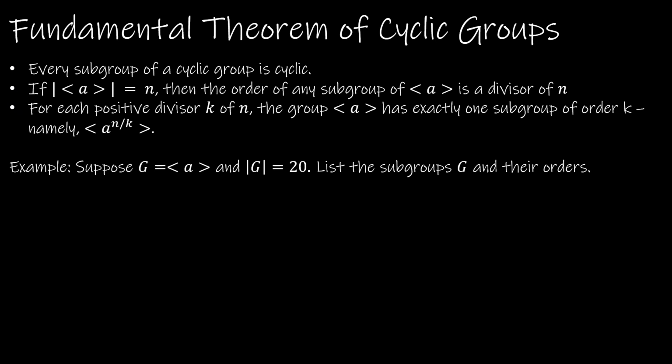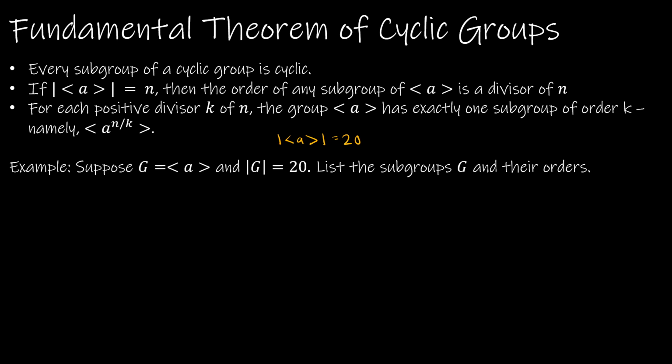So we have a cyclic group G generated by the element A, and we're given that the order of that group is 20. So they could have written it like this. They could have also written it just like this. We want to know the subgroups of G and their orders. So how is the fundamental theorem of cyclic groups going to help us with this?